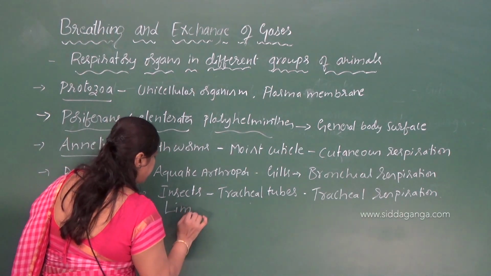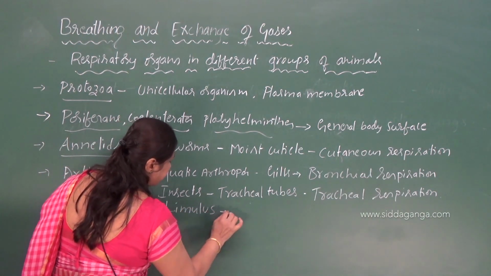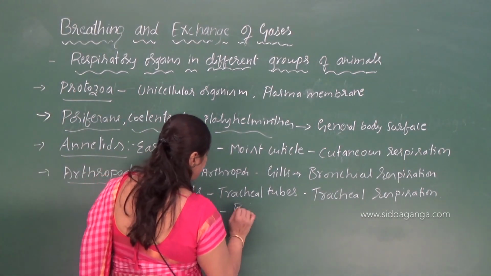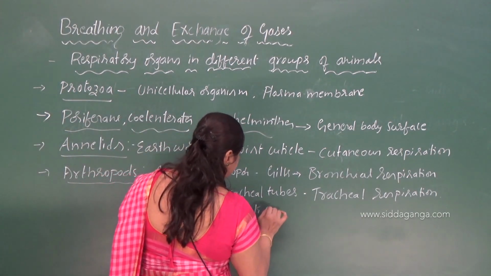And when it comes to limulus, it is also called a king crab. Okay, so the respiratory structures are called book gills.